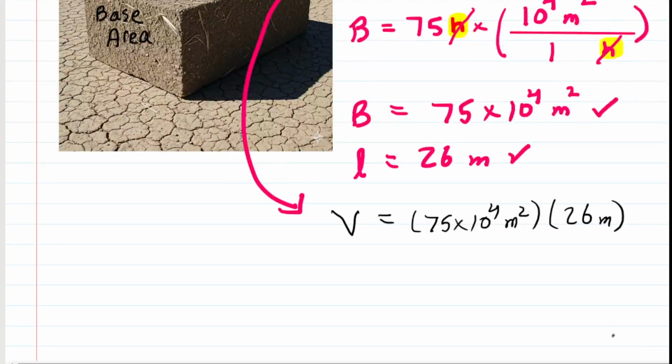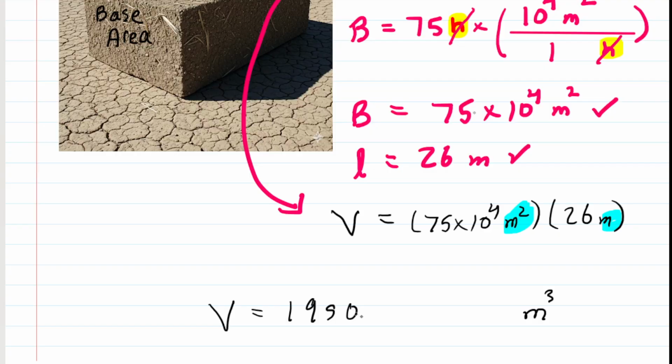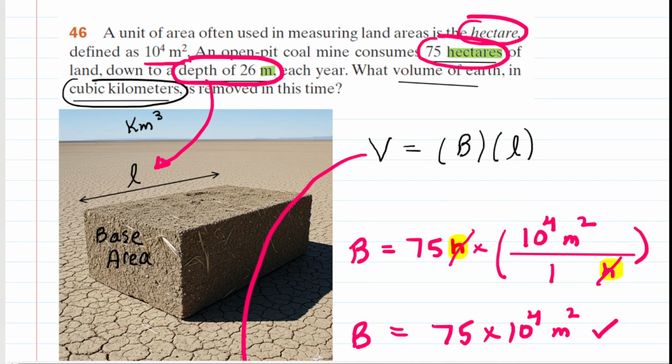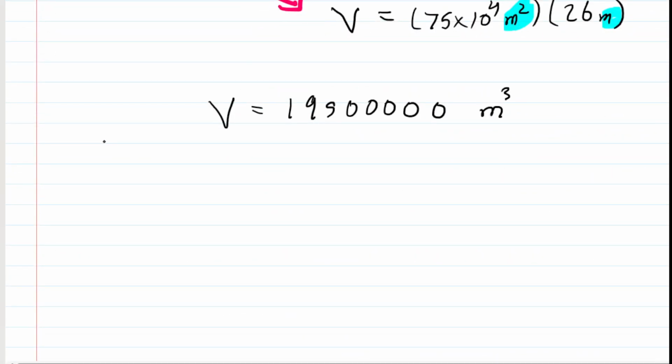Now, ask yourself, what unit will I get when I multiply these two quantities? And you can see that when you multiply meters squared by meters, you would get meters to the power of 3, and that's also known as cubic meters. So now we just multiply 75 times 10 to the power of 4 by 26, and we get this rather big number. So the volume is going to equal 195, and it looks like there's 1, 2, 3, 4, 5 zeros. So that would be the answer in meters cubed. But remember, this question wanted the final answer in kilometers cubed. So we're still not done yet. We have to do another conversion.